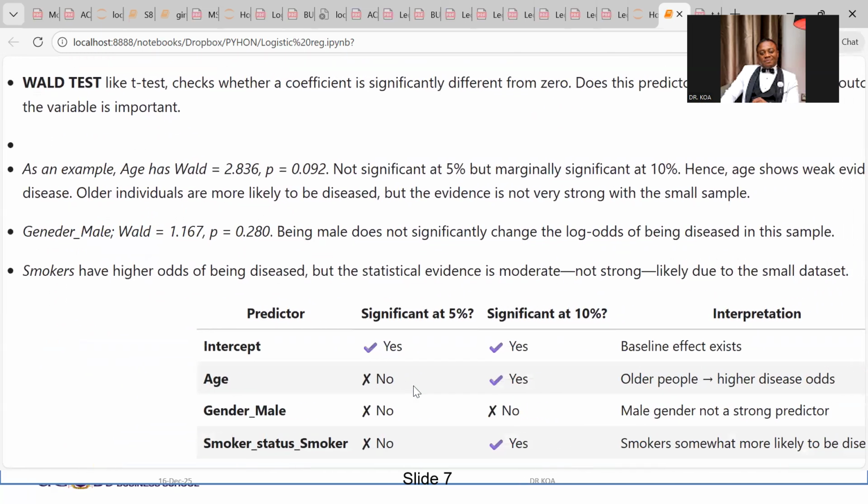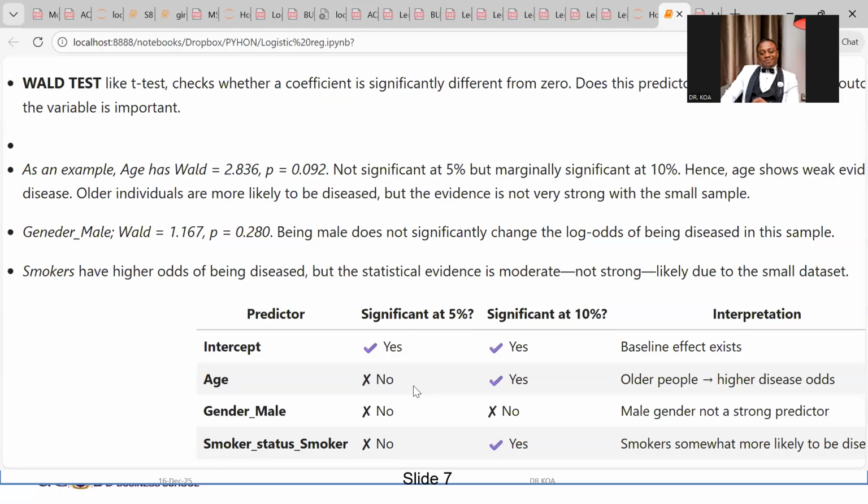The last one is the smokers. You can see that smokers have higher odds of being diseased. If you check this, it's positive, but the statistical evidence is moderate. You can see that one was just like the age. It's not that strong, and again, it is all probably due to the small data set that we have.